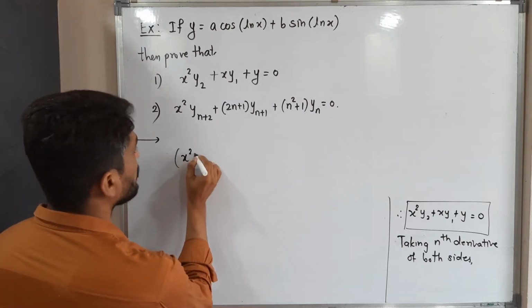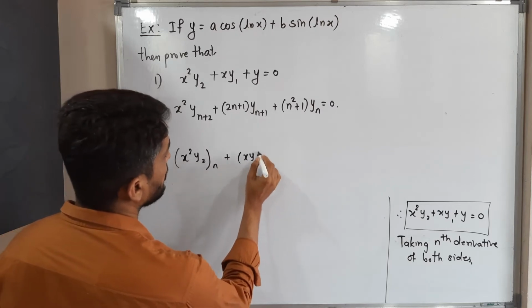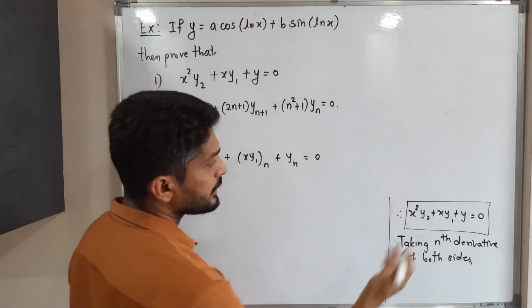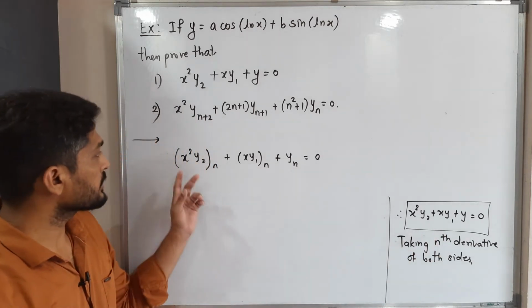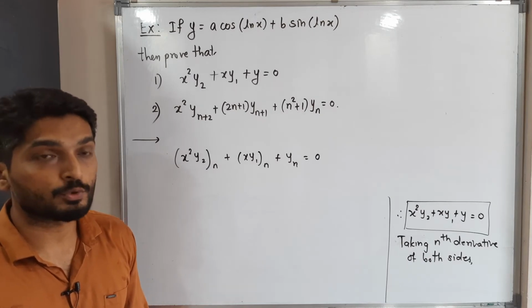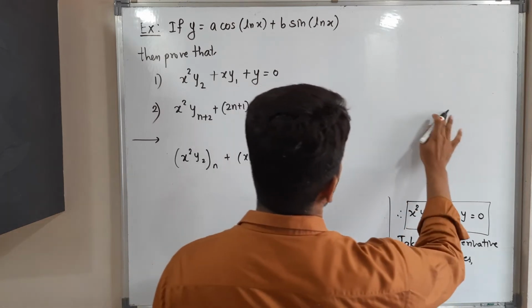X square y2 nth derivative plus x y1 nth derivative, and the derivative of nth derivative of y is yn. Derivative of 0 is 0, you know. Okay. So see, there is a product, so I should go for Leibniz rule. I should go for the Leibniz rule to find nth derivative. Let me write it here. What is that Leibniz rule?